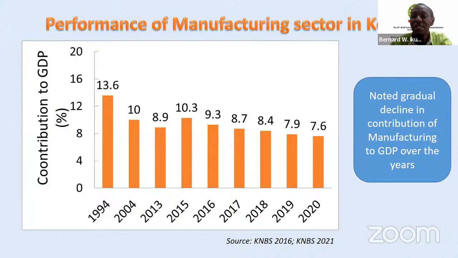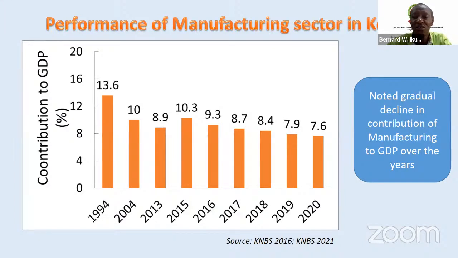It has been oscillating about 10%. In 2019 it was 7.9, 2020 7.6, and this reduction has been gradual. So though we know that the COVID-19 pandemic had some effect on manufacturing, we can see that even before, we were not performing very well. According to Vision 2030, by 2022, it was envisaged that manufacturing would be contributing about 15%. So we are just barely half of that.